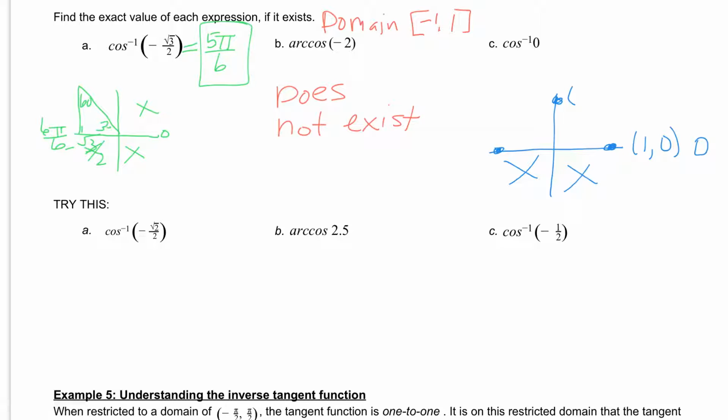This is the point 0, negative 1, and this is pi over 2. And this is negative 1, 0, and this is a rotation of pi. If we want the cosine to be 0, we are looking for the x value to be 0. So the only one that has an x value of 0 is this one right here, which is at pi over 2. So the cosine inverse of 0 is pi over 2.